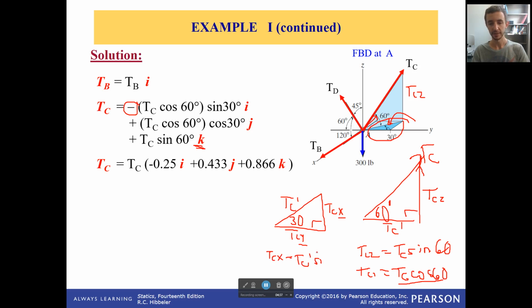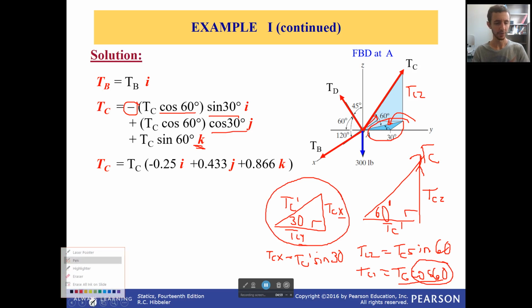sine of 30. And then our TCY will be the opposite with cosine 30. And that's where this came from. So you see the cosine of 60 came from our initial one, and then sine of 30 and cosine 30 came from our second triangle. Cool? Hopefully. Maybe not. Okay, now let me erase all of that. You can pause things if you need more time to look at it all.